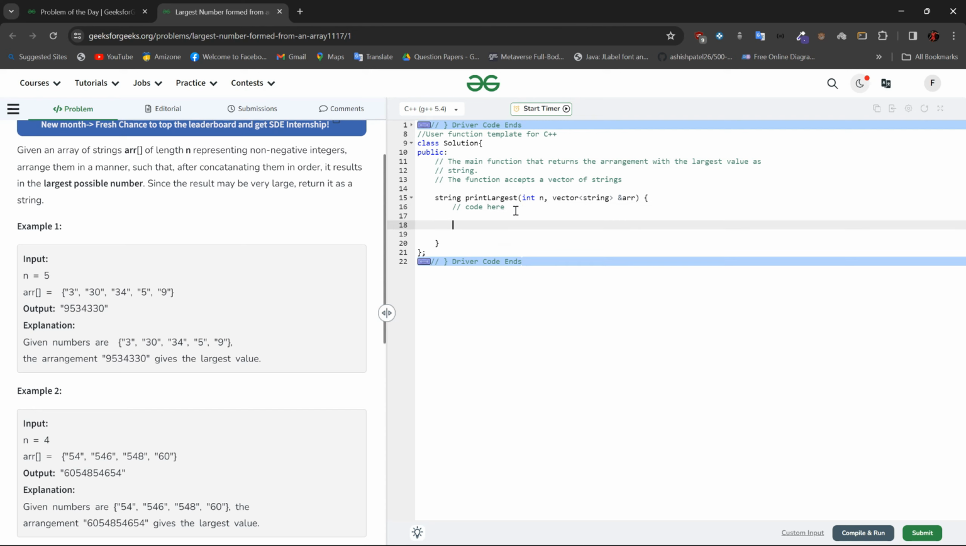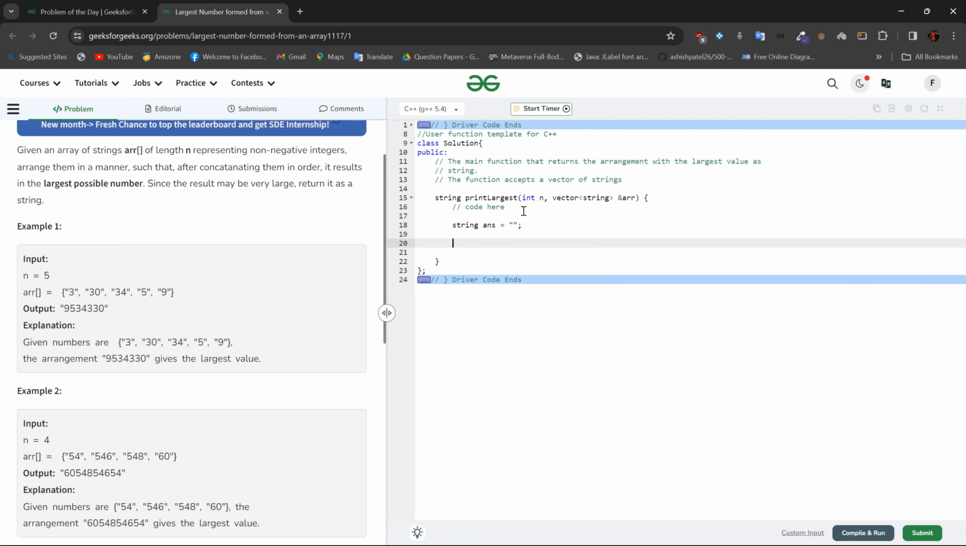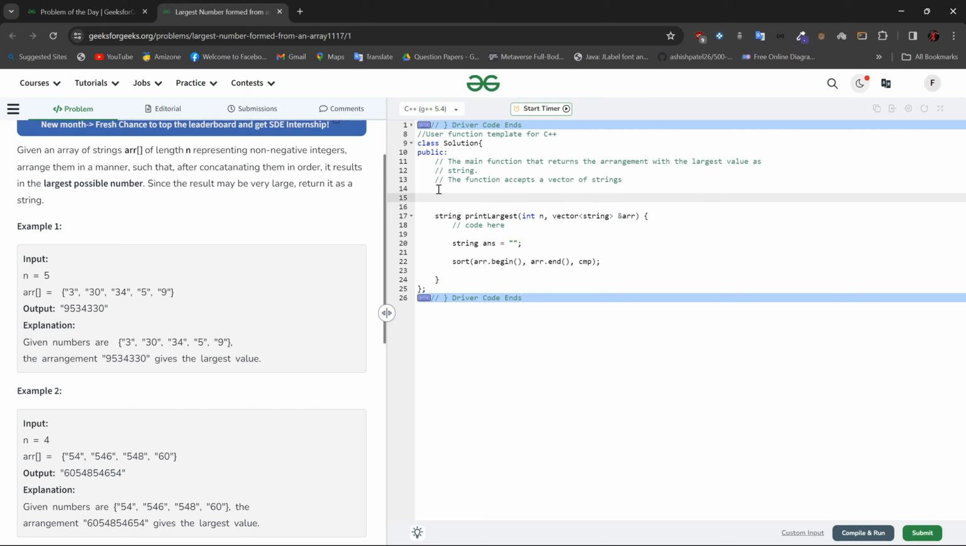So here we are in the GFG and we are going to code this. We have to return a string. So first I am going to create a string for the answer. Now I am going to sort this vector array. For this sorting, I am going to use a custom comparator. I am going to build this and use the same logic as I have explained in the notebook.